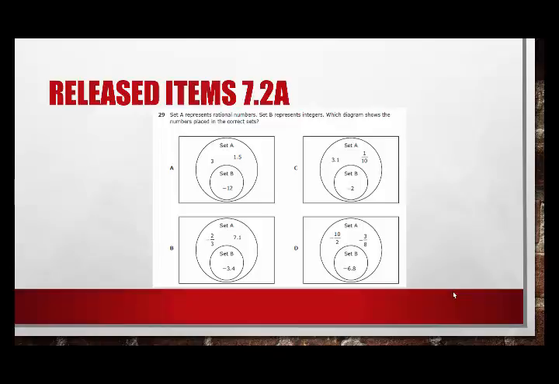So our first item that we'll look at is actually a 2016 release item for Standard 7.2a, and it is linked or tagged to Process Standard 1B, 1E, and 1F, and the correct answer is C. If you would like to look at additional sample items, you may see your standard clarification document in Eduphoria.